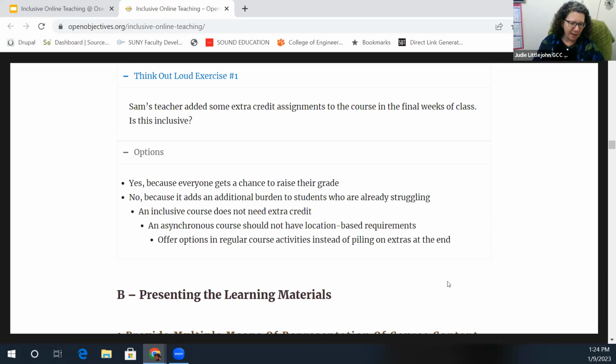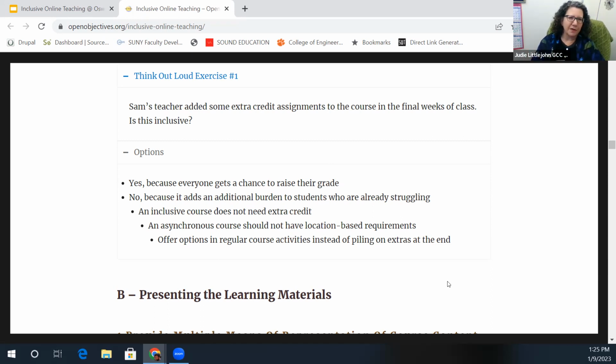I kind of feel that extra credit is elitist by nature, because it's the students who have the time to take on that extra work who are the ones that benefit from it, not the students who really need the extra boost. So, and then we've got some bullets under there, like an inclusive course does not need extra credit. And of course, I always hear things like, if you go to this lecture, show us your ticket and you get 5 points. If you go here and do this, go here and do that. And so that's why that bullet there says an asynchronous course should not have location-based requirements.